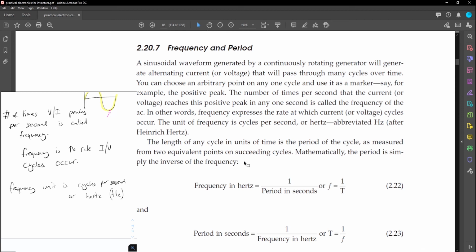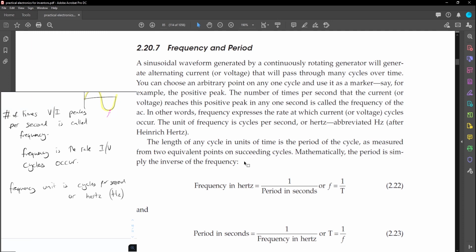Huh? The length of any cycle in units of time. Okay, so period has to do with seconds, meaning like if it was a very slow voltage and it took a whole minute, that would be one period. Period in seconds. Huh? Wait. The length of any cycle in units of time is the period of the cycle. In units of time. So let's say seconds, right?